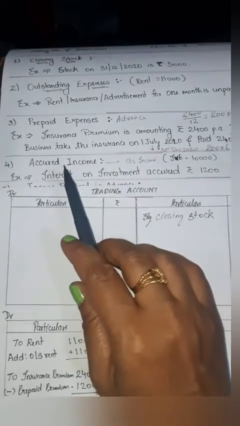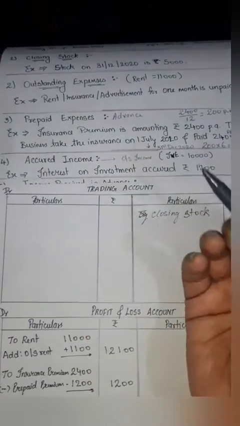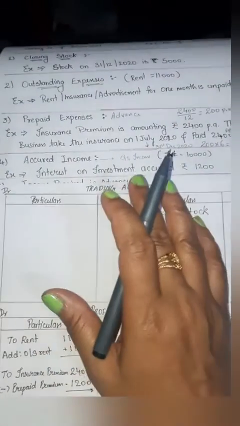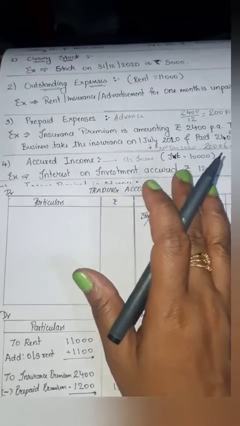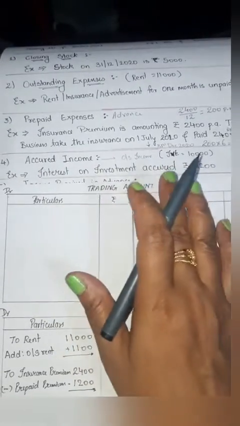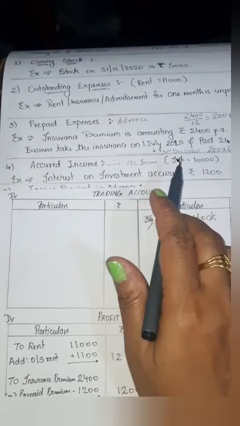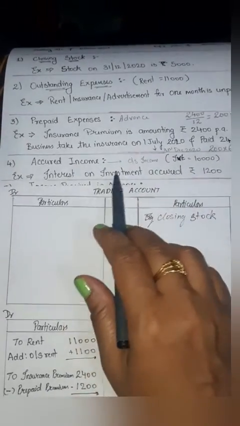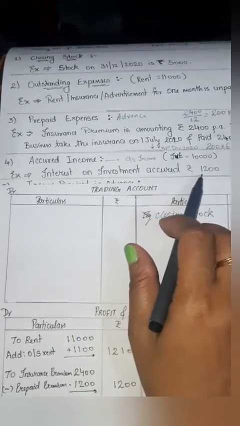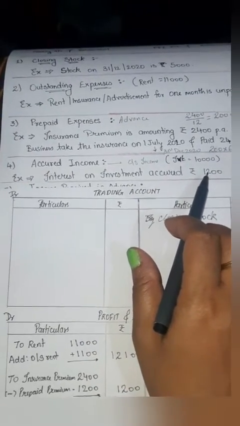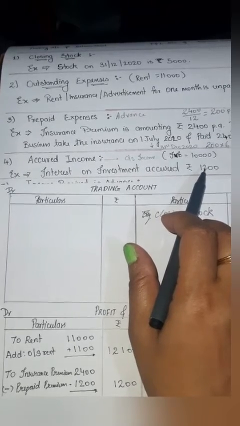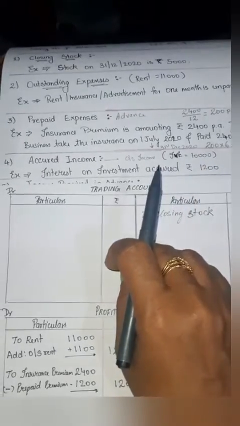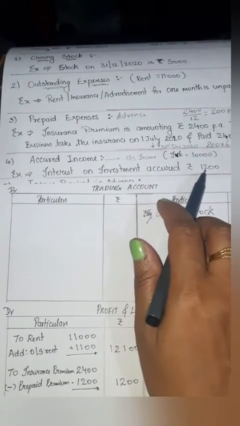This income is an income which is actually receivable. We should receive it, but we have not yet received it. It is due to be received, but we have not yet received that income. So for example, we have an investment of 10,000 and interest on this investment is accrued to be 1,200. So now it is time to get the interest on this investment, 1,200, but till this date we have not received this interest on this investment.